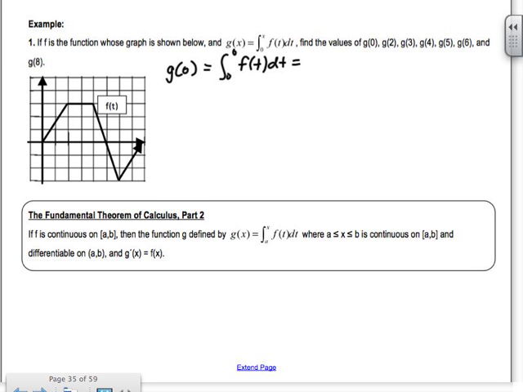All right, g of 2. This would be the integral from 0 to 2 of f of t dt. So we're saying the area from 0 to 2. So we find that area. It's 1/2, the base is 2, the height is 3, so it's 3. So that's what g of 2 is. Now we find g of 4. G of 4 would be 0 to 4 of f of t dt.